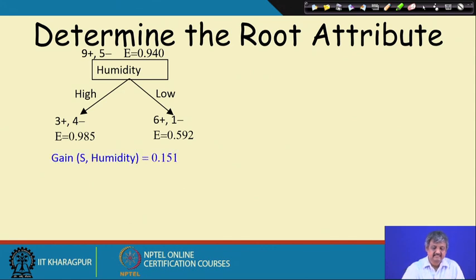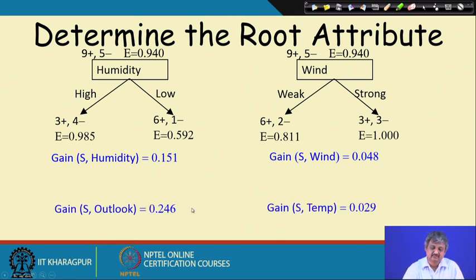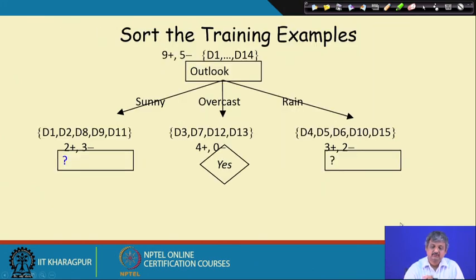So, the gain is this much, okay, 0.985 plus 0.592 subtracted from that 0.940. Similarly, we calculate the gain for the wind, this is the gain. Similarly, for the outlook, this is the gain, and temperature, this is the gain. So, we see that outlook has the highest gain. So, in order to construct the decision tree, I will first split on outlook.